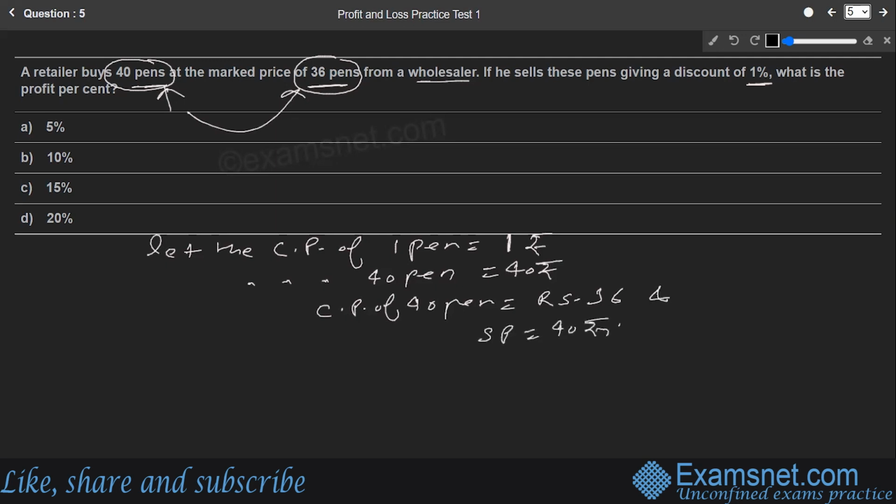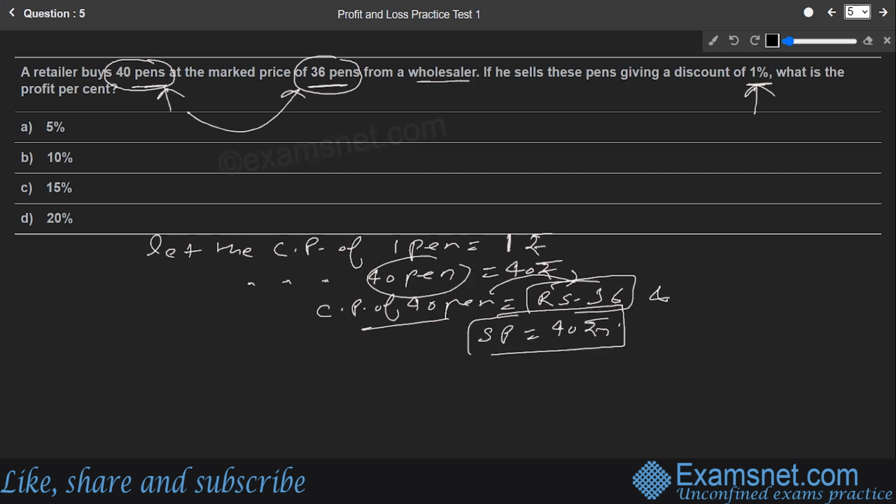Why is that happening? Because that's what he's saying. 40 pens have been bought at the mark price of just 36 pens. So the cost price of 40 pens is nothing but 36 rupees only, because the mark price is 1 rupee. The cost price is 36 rupees and the selling price has to be 40 rupees only, 1 rupee per pen. Now, if this is the situation, then after this he has also given a discount of 1%.